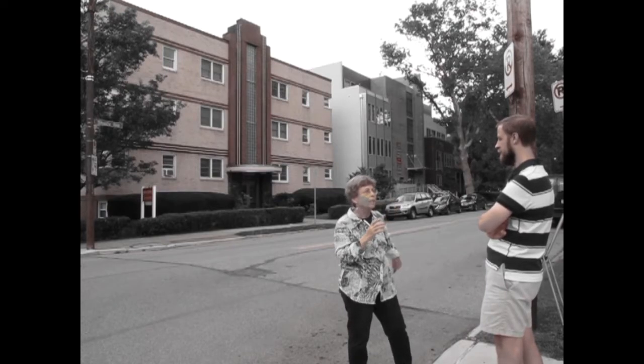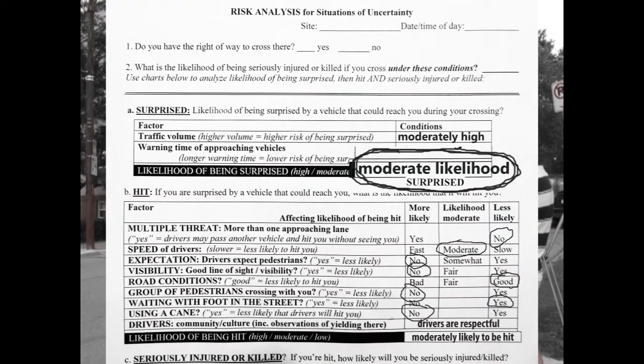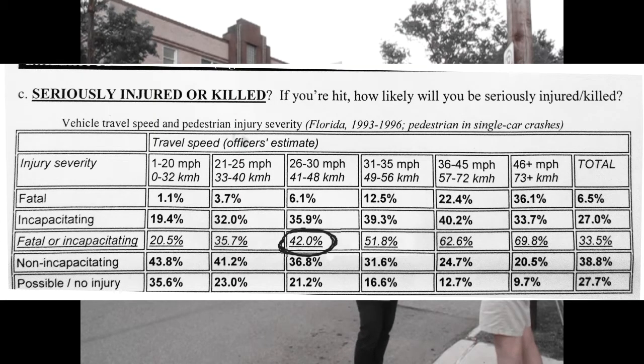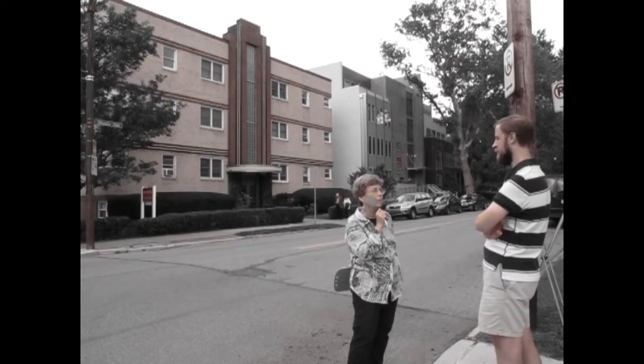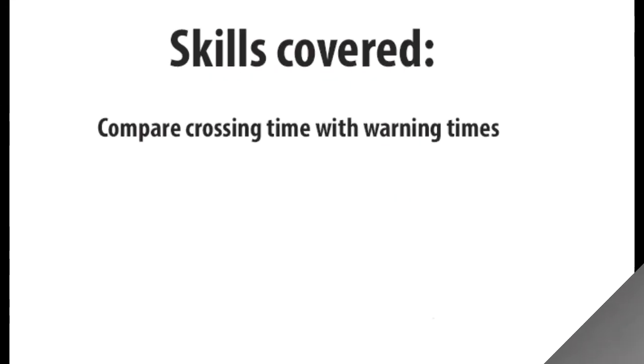Pulling all of that together, the chances that when it's quiet, there's actually a car coming is little. It's a 50-50 chance that you're going to be surprised. And if you are surprised, it's a moderate chance that they're going to go ahead and hit you. If they do hit you, there's about a 42% chance that they're going to seriously injure or kill you. After Josh considered all these factors, he decided that the risk of crossing under these conditions was not acceptable, and we considered alternatives.